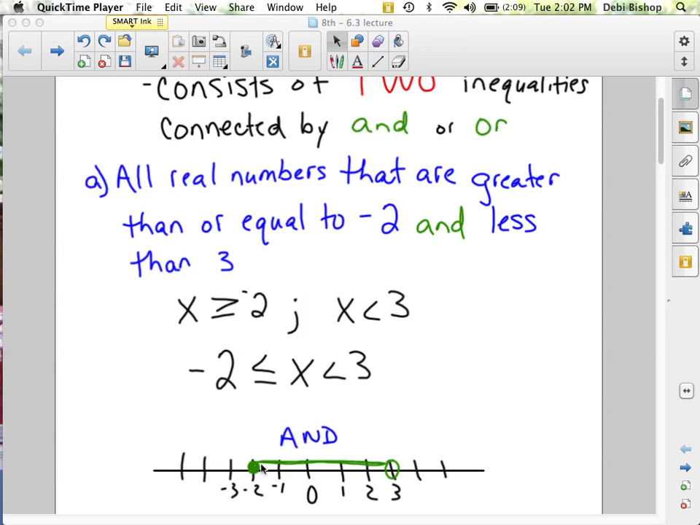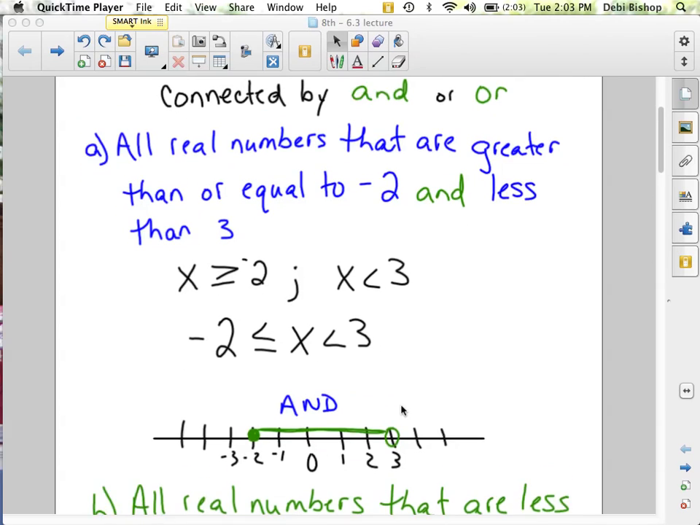When you have an "and" statement, you will see that these two points will be connected. And so this is pretty much what you're looking at. So x can only be greater than -2 and less than 3. And that's exactly what it says up here.